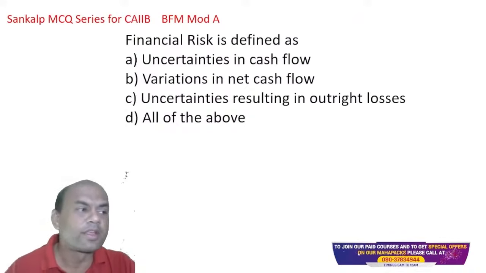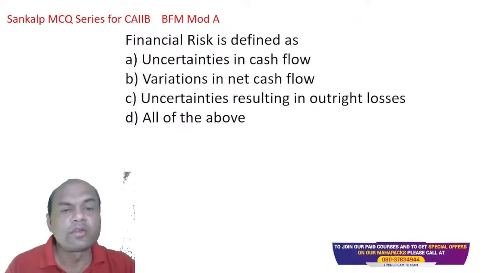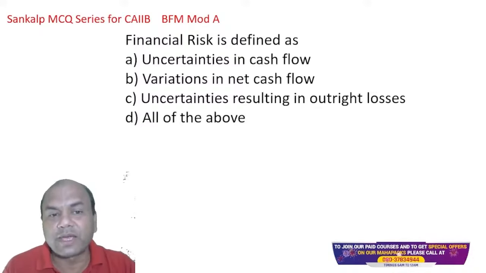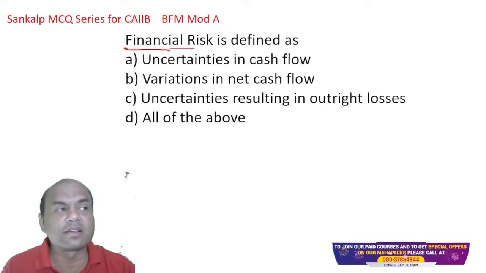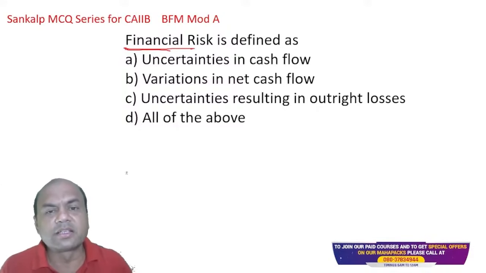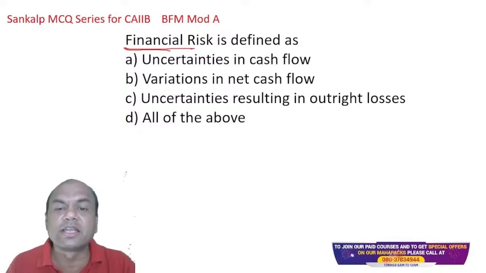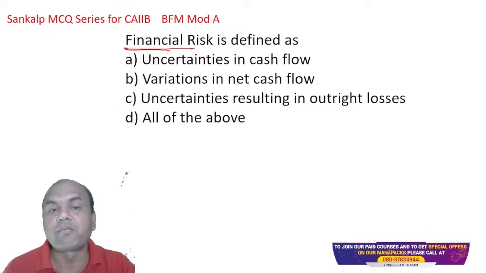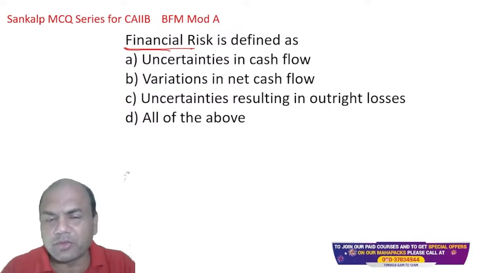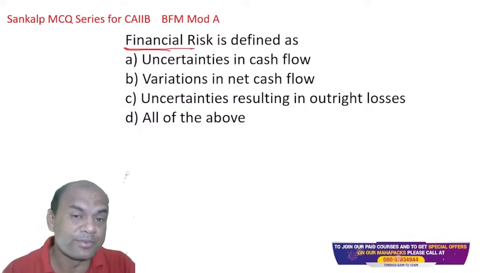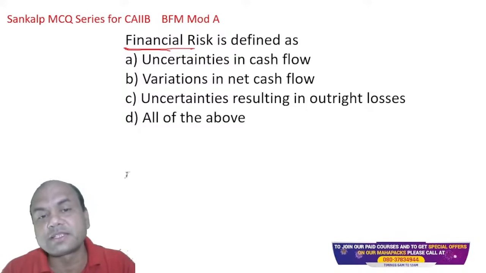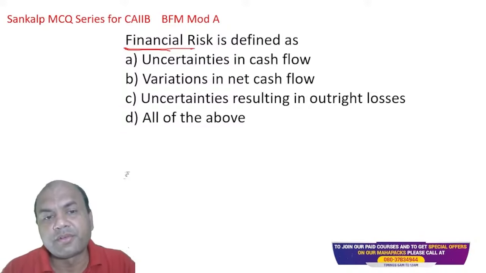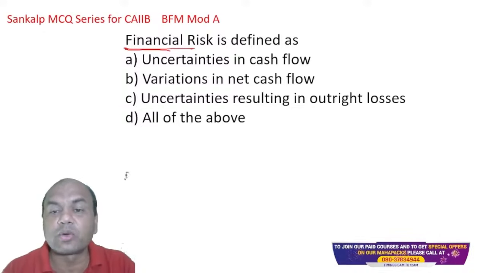Next one. Financial risk is defined as... What is financial risk? Financial means related to finance. Financial risk is defined as: A, uncertainties in the cash flow; B, variations in the net cash flow; C, uncertainties resulting in outright losses; and D, all of them. Simple then. Let me see how many of you are right. Uncertainties in the cash flow, is it a financial risk? Variations in the net cash flow. Uncertainties resulting in outright losses.